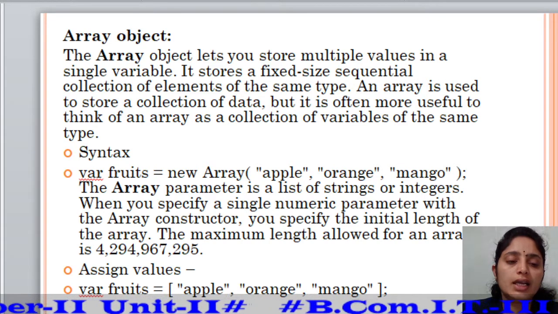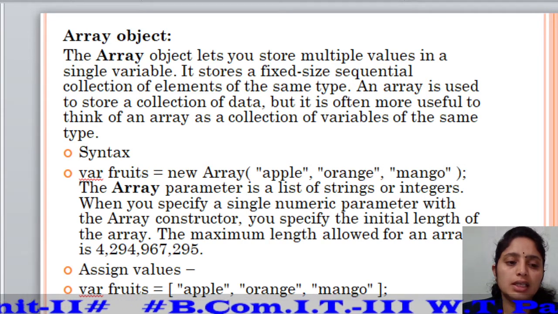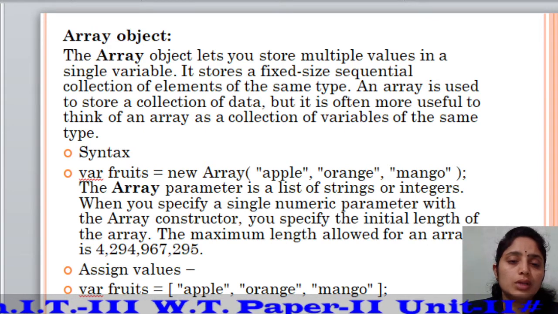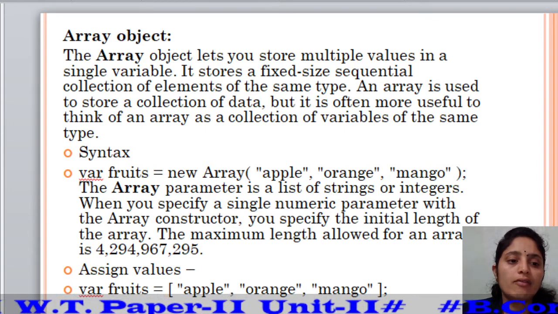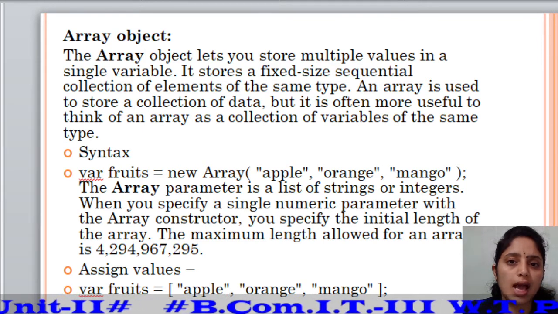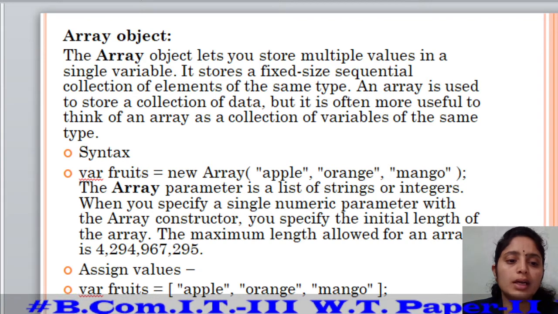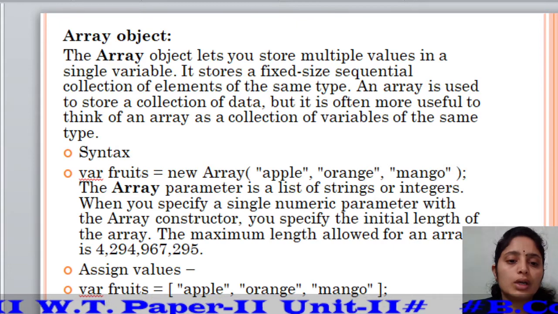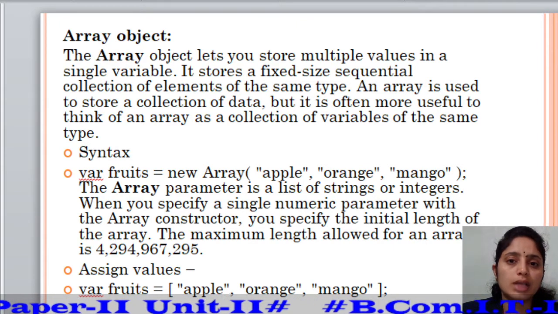After the array object, let's see how to assign values to the array object. Let's see: var fruits = ["apple", "orange", "mango"]; where each item is enclosed in double quotation marks.